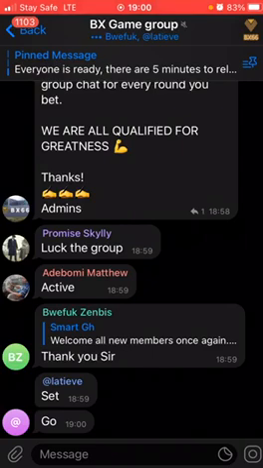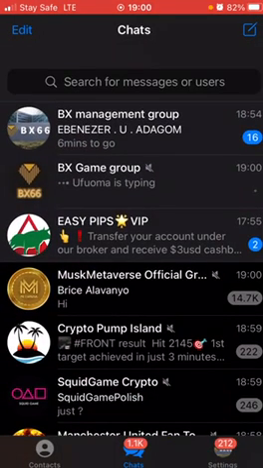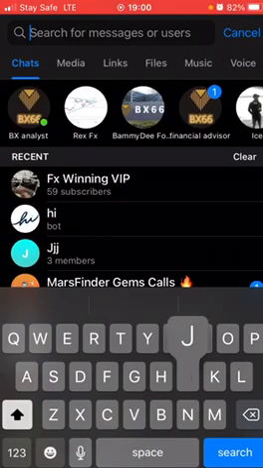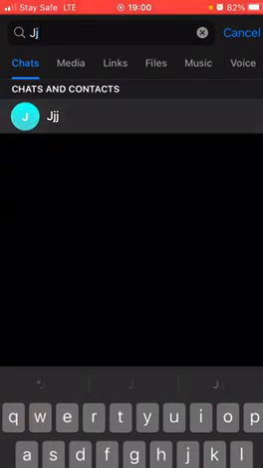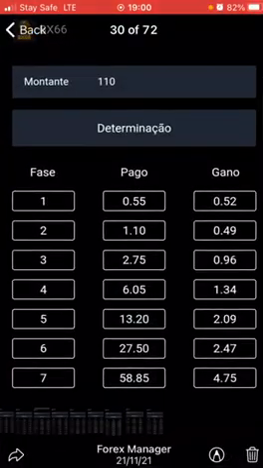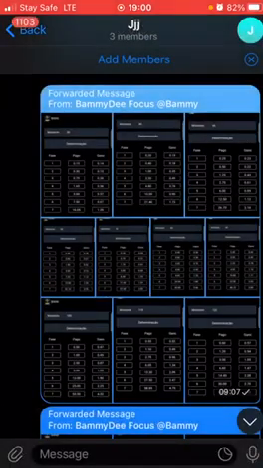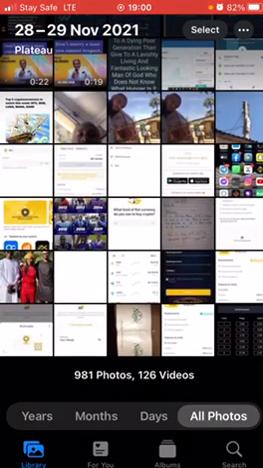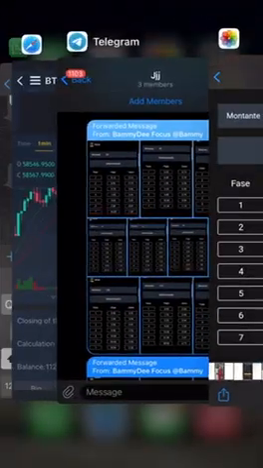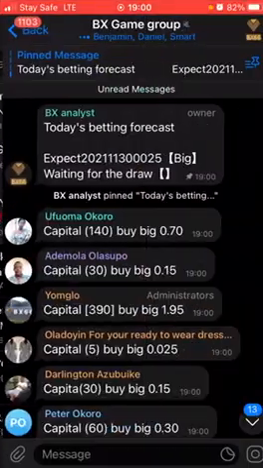I just want to show you guys how it works with my table. Sorry, I think I don't have the table yet. Let me look for the table. $110. All right, let's go to our photos. 110. Now let's go back to our group and see.